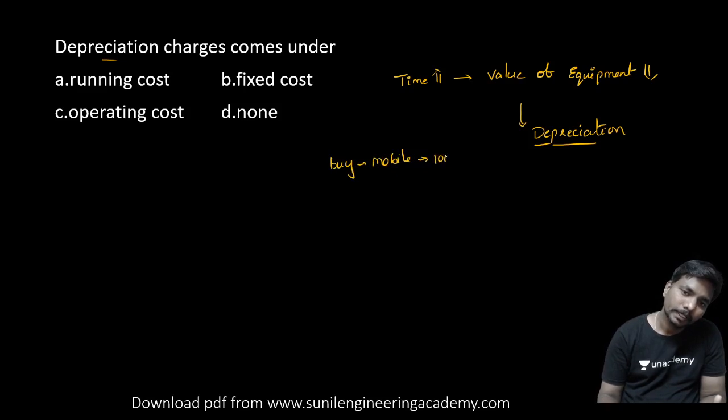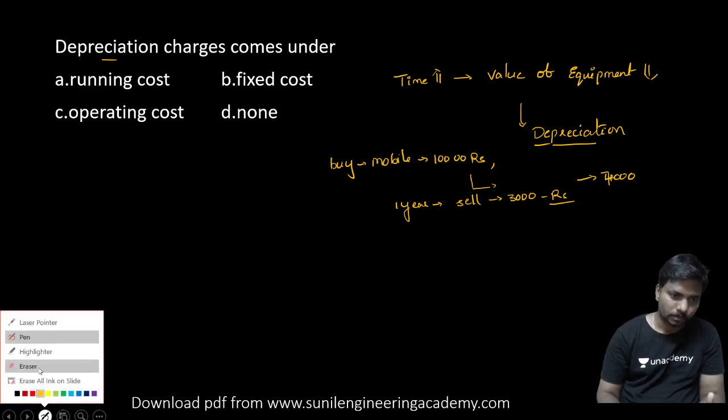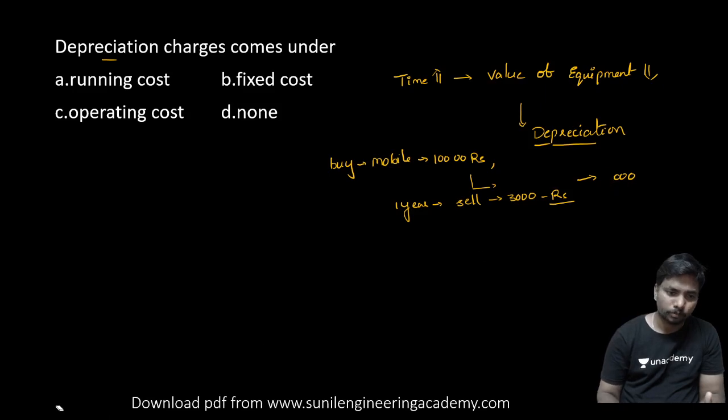for 10,000 rupees, after 1 year, if you want to sell it, you can get maximum 3,000 rupees. So then what about that? Here the value is 3,000 rupees, so 7,000 rupees is reduced. So the 7,000 rupees is considered as depreciation.